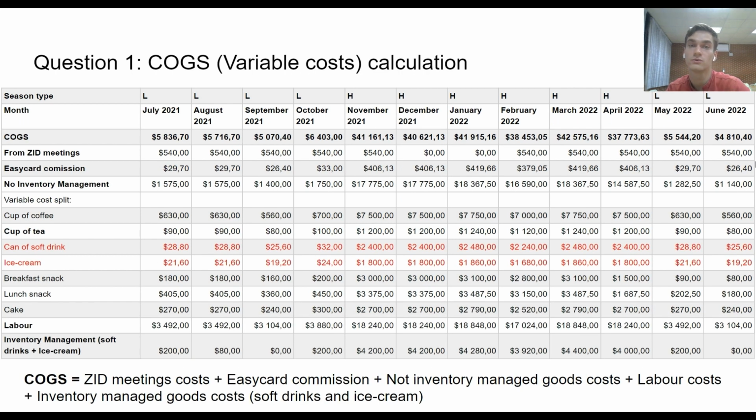As for the cost of goods sold, which we assume to be the variable costs, it consists of ZIT meetings cost, the EasyCard commission, which is half of the revenue multiplied by 1.5%, non-inventory managed goods cost, labor cost, and inventory managed goods cost, soft drinks and ice cream. The most important thing is that we don't include cans of soft drink and ice cream in the non-inventory management. They are included in the inventory managed goods because you need to buy the packs for them.